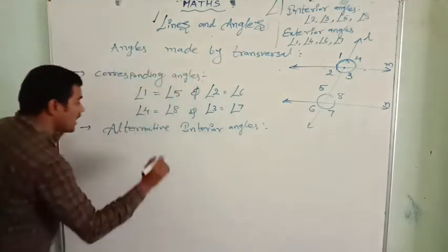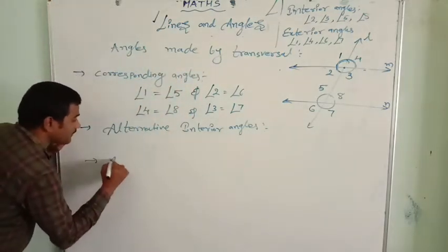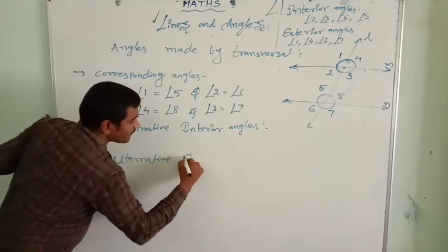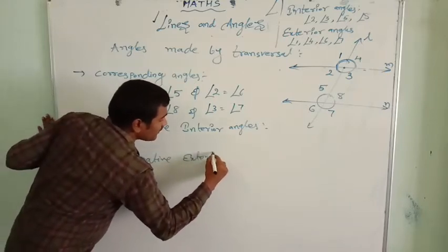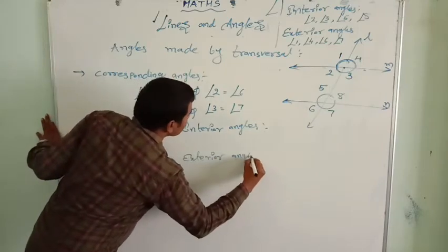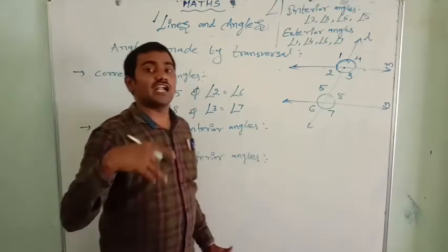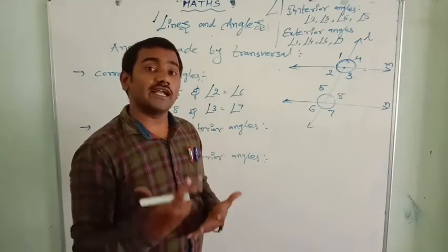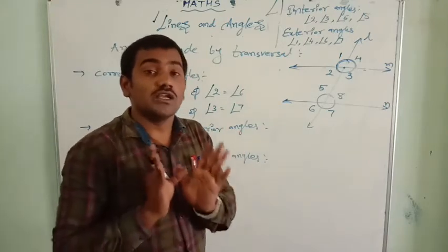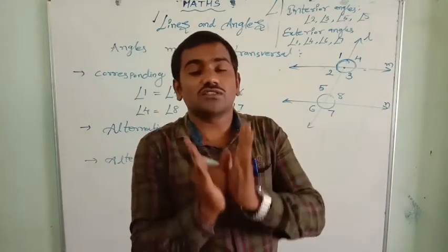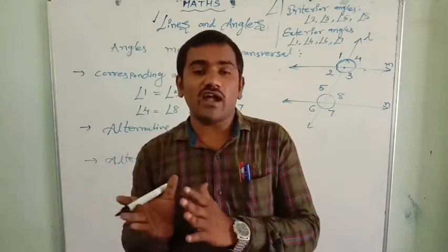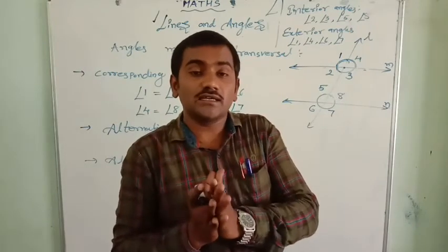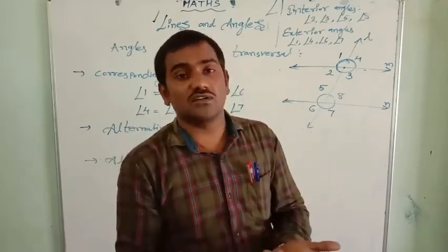Alternative interior angles, and also immediately we will get alternative exterior angles. Alternative interior angles and alternative exterior angles. These are always equal. What are the alternative interior angles? Alternative in the sense, here both the sides of transversal we have to take. In the corresponding angles we have taken only one side of the transversal. In these alternative angles we have to take both the sides of the transversal.